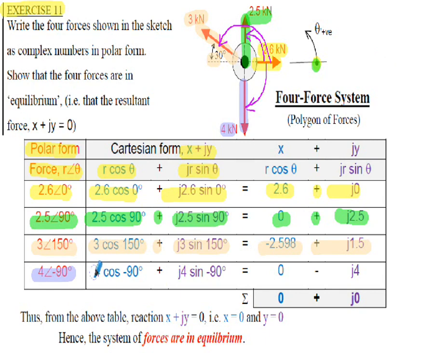So in Cartesian form, that becomes 4 cos of negative 90 degrees plus j4 sine of negative 90 degrees. That gives us 0 minus j4. If we add up the x components and the jy components, we find that they both go to 0, which is what we would expect if the forces are in equilibrium.